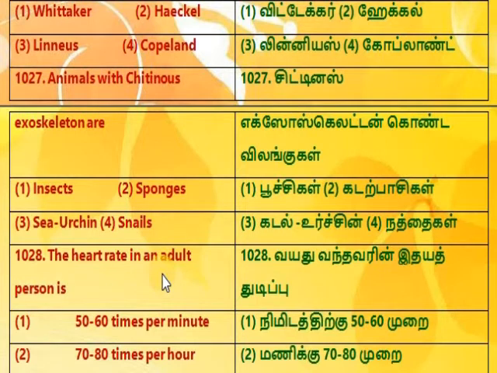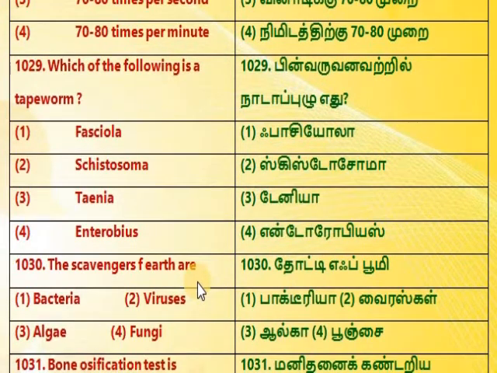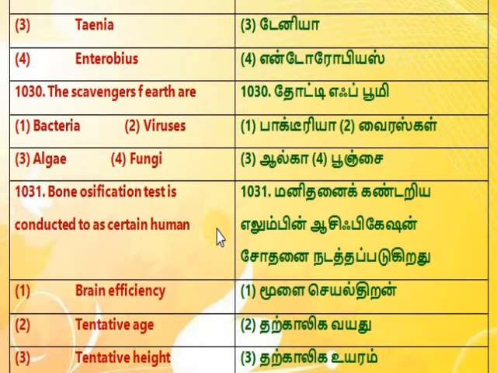1027. Animals with chitinous exoskeleton are 1. Insects. 2. Sponges. 3. Sea urchin. 4. Snails. 1028. The heart rate in an adult person is 1. 50 to 60 times per minute. 2. 70 to 80 times per hour. 3. 70 to 80 times per second. 4. 70 to 80 times per minute. 1029. Which of the following is a tapeworm? 1. Fasciola. 2. Schistosoma. 3. Taenia. 4. Enterobius. 1030. The scavengers of Earth are 1. Bacteria. 2. Viruses. 3. Algae. 4. Fungi.